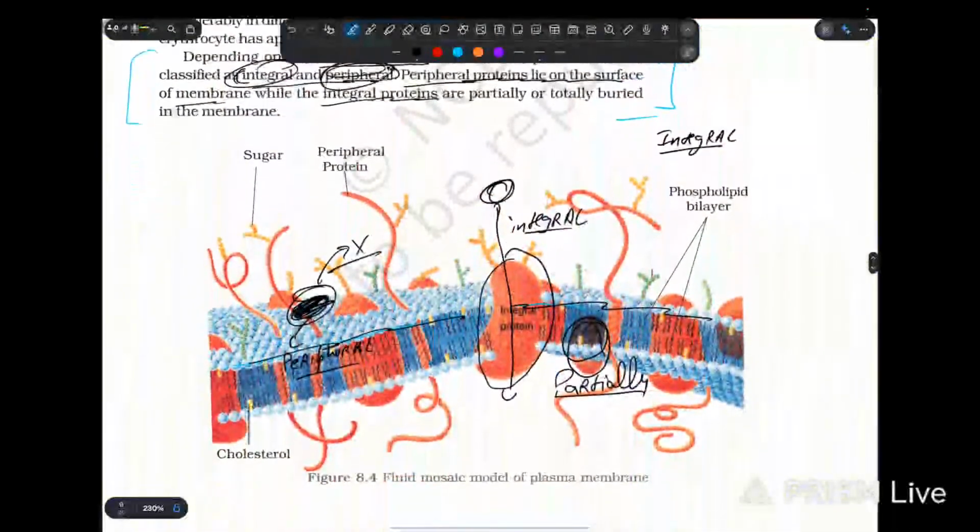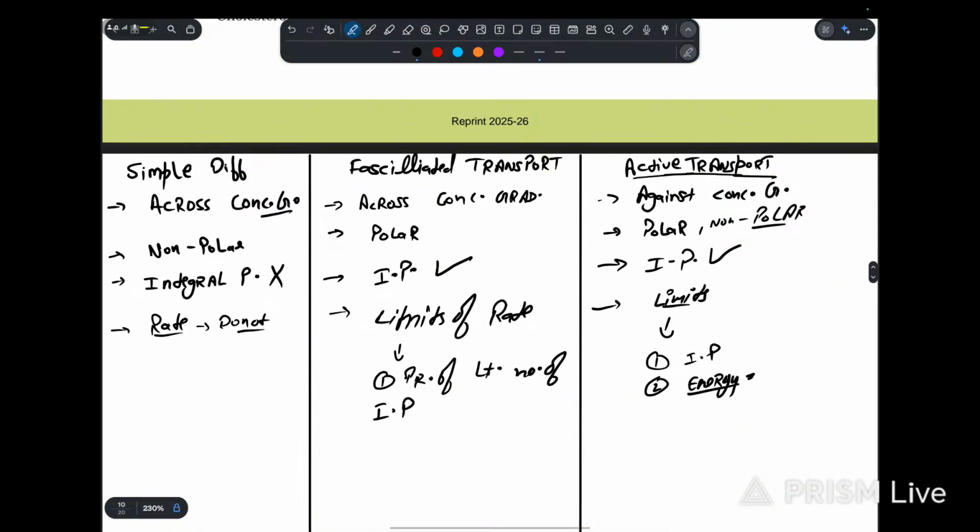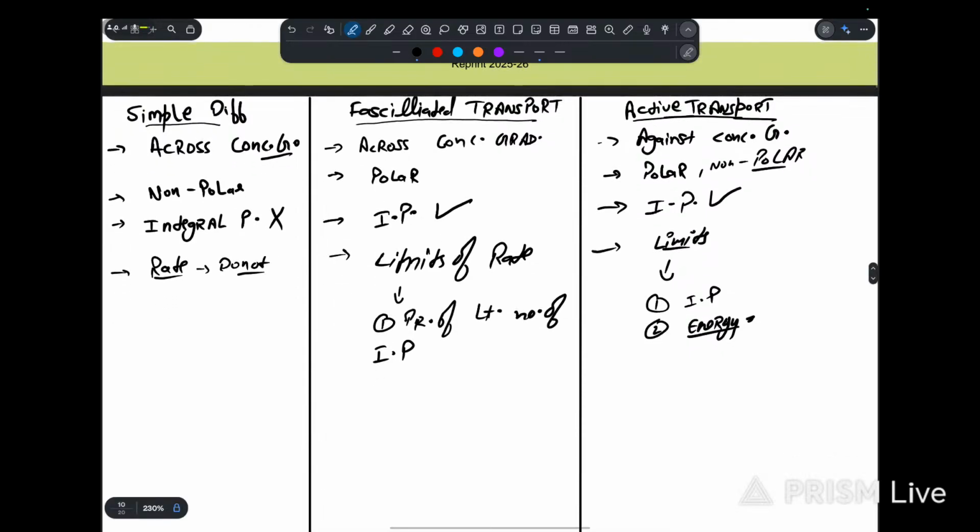Now I am going to tell you about the types of transport through the membrane. The first one is simple diffusion, the second one is facilitated transport, and the third one is active transport. In simple diffusion, a molecule or substance moves from its higher concentration to its lower concentration across the membrane, and it does not require any sort of carrier proteins.